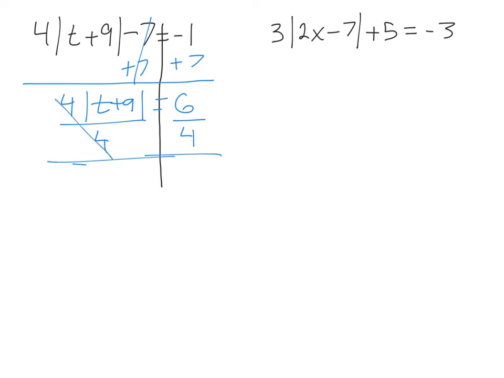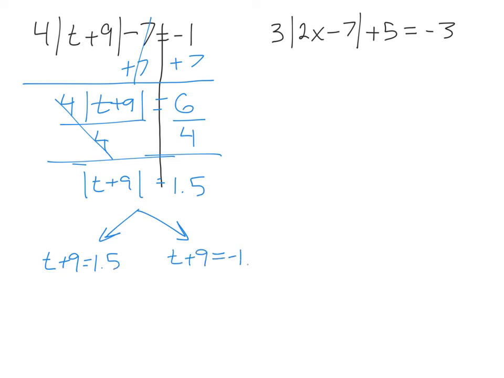and I have the absolute value of t plus 9 equals, I think we can write this as a decimal, 1.5. Now I have the absolute value completely isolated. I can separate this into my two separate equations now. T plus 9 equals 1.5. T plus 9 equals negative 1.5.